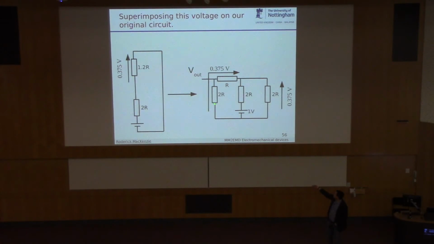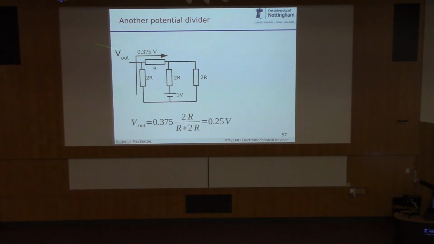Now, what does this remind you of? Two resistors in series. It begins with a P, ends in a D. Potential divider, right? So it's another potential divider. We're almost there, we're almost at the answer. So all we need to do is say, oh, it's a potential divider, and we can calculate the voltage drop over 2R, which is 2R over R plus 2R, equals 0.25 volts.